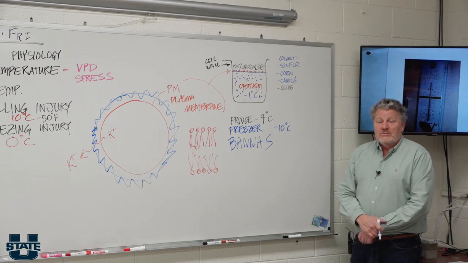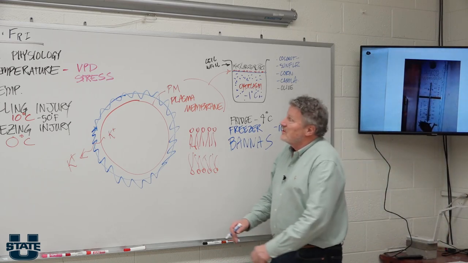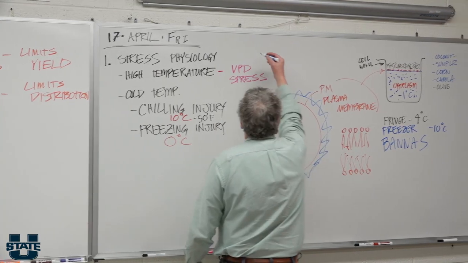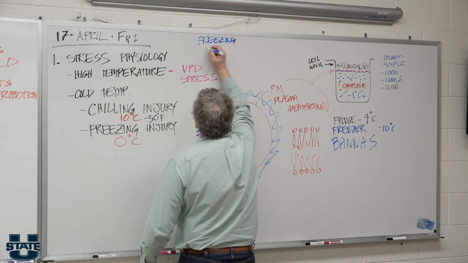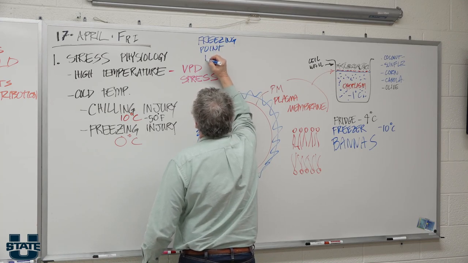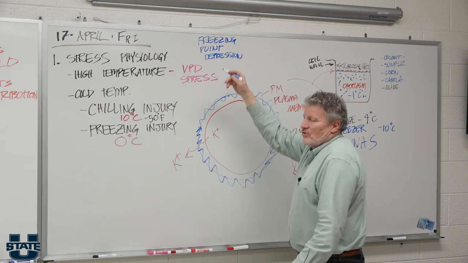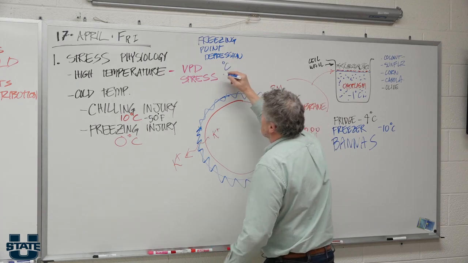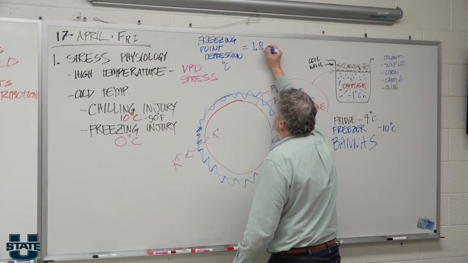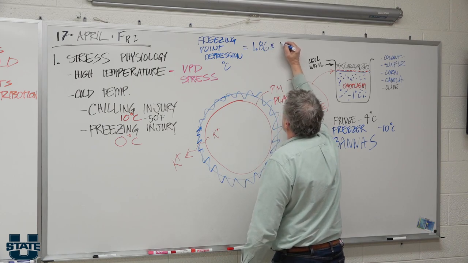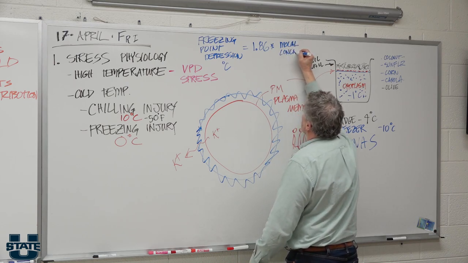You'll be pleased to know there's an equation between ion concentration and freezing tolerance. Let's put this up here. Freezing point depression, meaning the number of degrees C the freezing point goes down, equals 1.86 times molal concentration of ions.